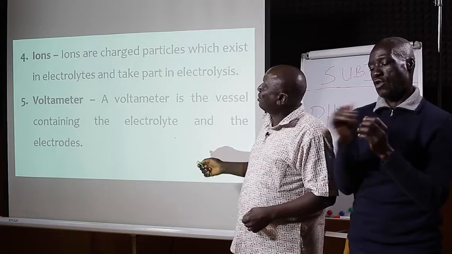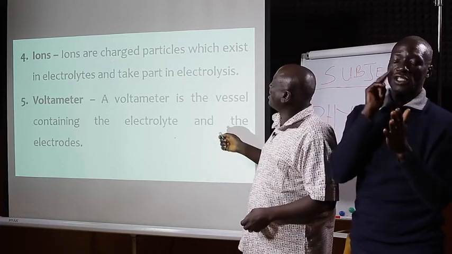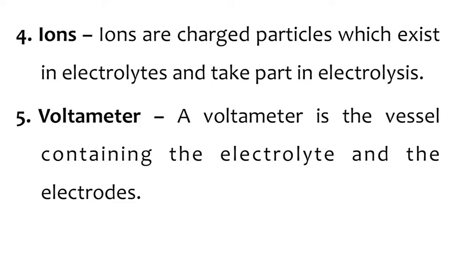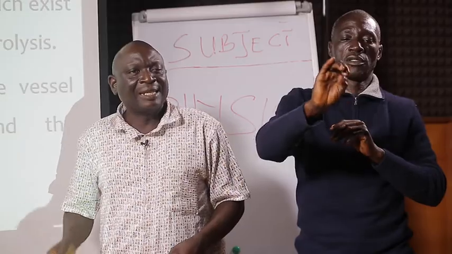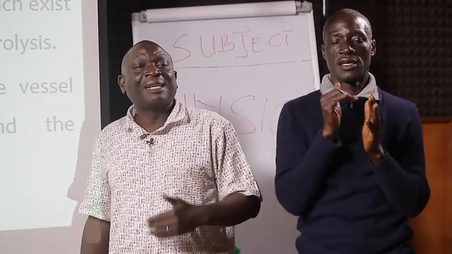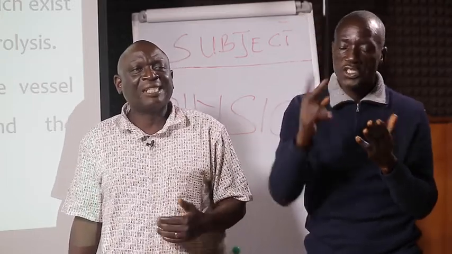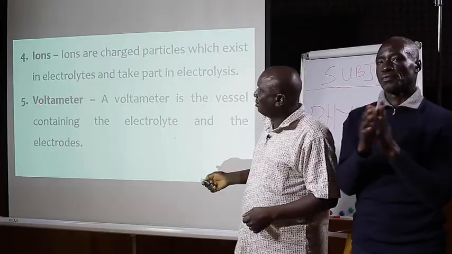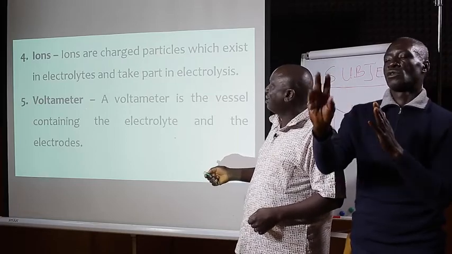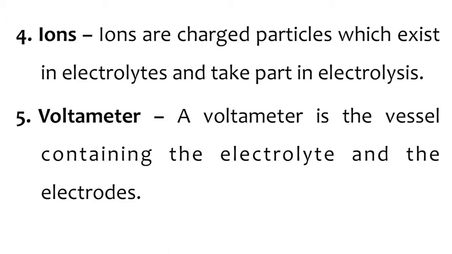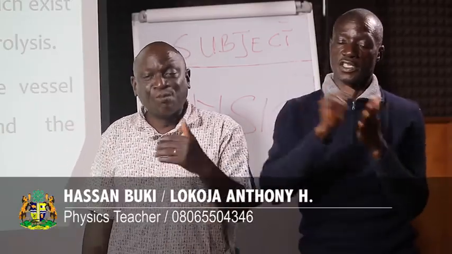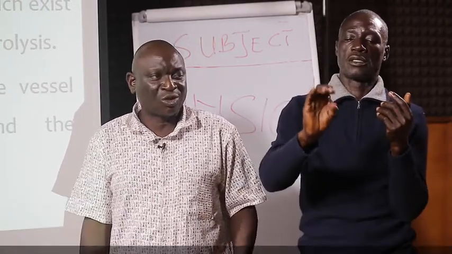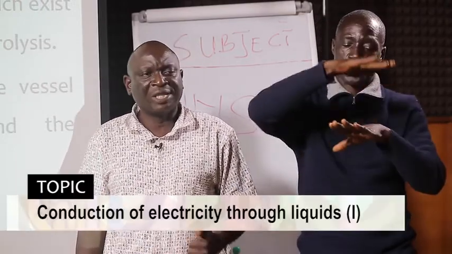4, ions. Ions are charged particles which exist in electrolytes and take part in electrolysis. They are charged particles. That means they are either positively charged or negatively charged. 5, voltameter. A voltameter is the vessel or container containing the electrolytes and the electrodes. So the vessel or the container that contains both the electrolytes and the electrodes is called a voltameter.